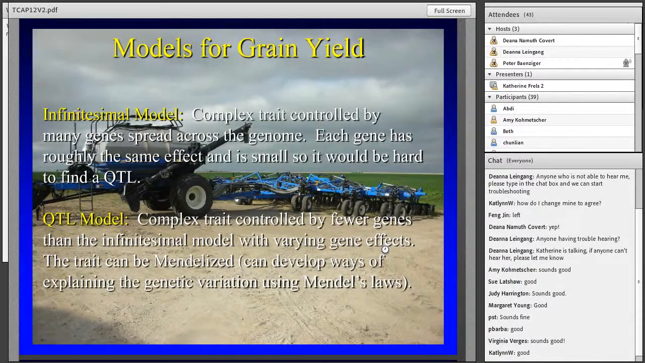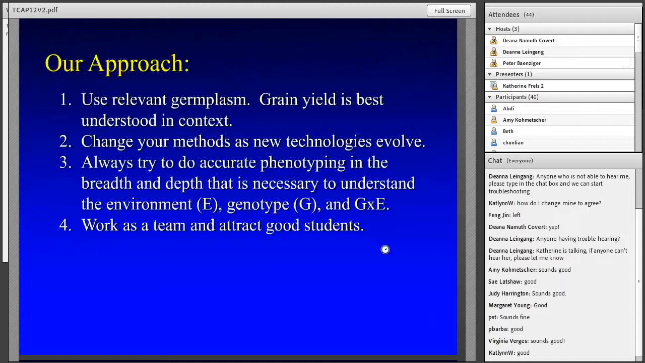Intuitively, the QTL model makes more sense because that's what we work with. Everything eventually has to be a Mendelian gene. The only question is whether you can identify it, and the infinitesimal model says you should not be able to, whereas the QTL model says that you should.